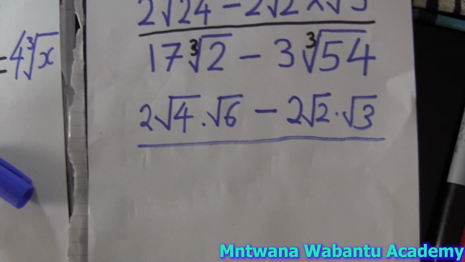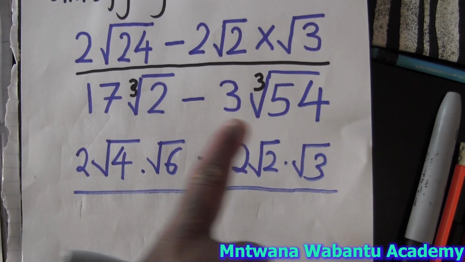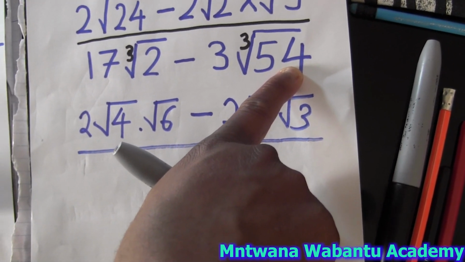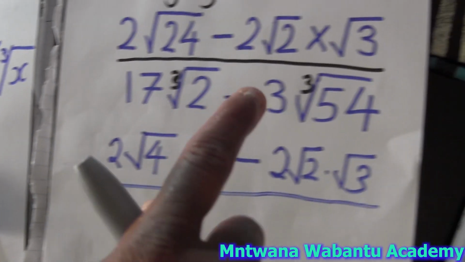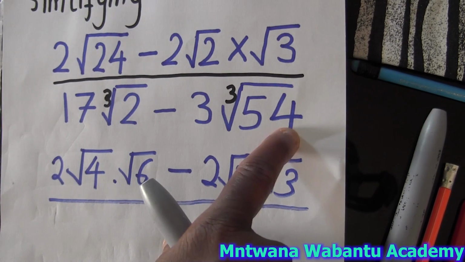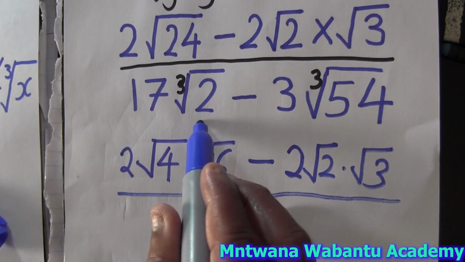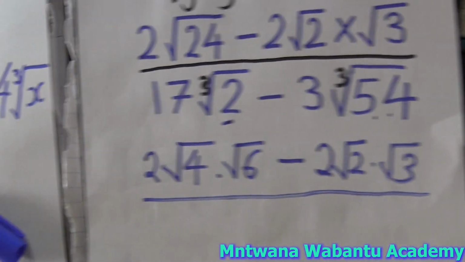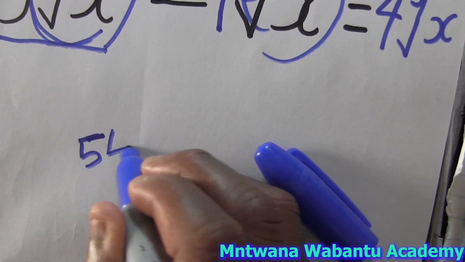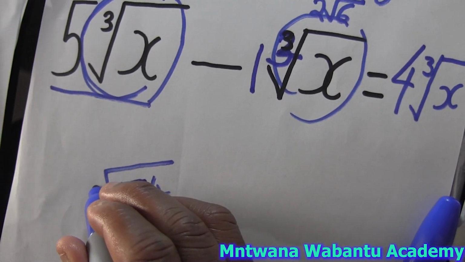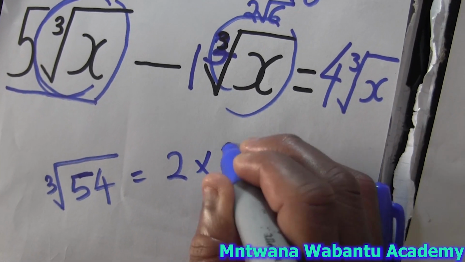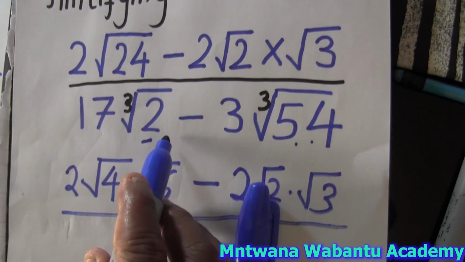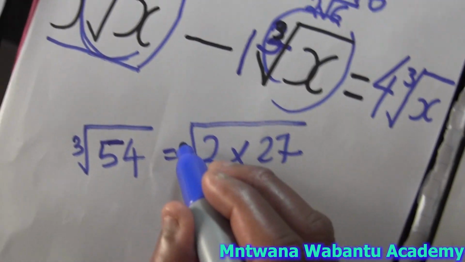The next thing: this is the cube root of 54. Let me see if I can break this down. My intention is to get something with 2 so it can be like the other term. 54, I know, is 2 times 27. But there's a cube there, right? So it equals 2 times 27. Why don't I take 9 or whatever? Because my intention, I see here there's a 2. That's why I say 2 times 27. But we have a cube.